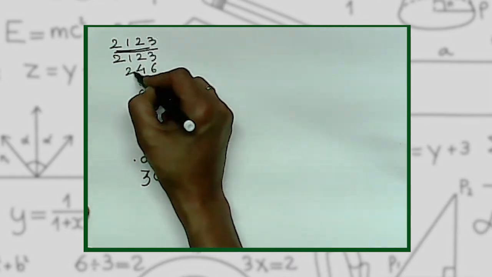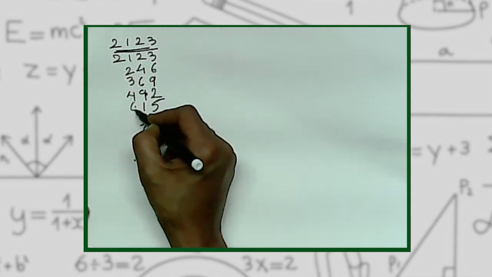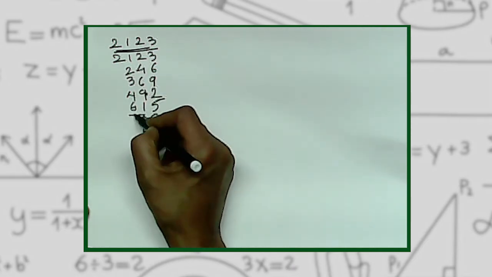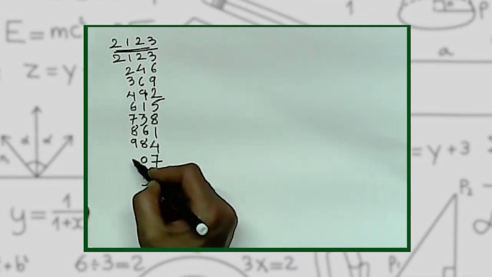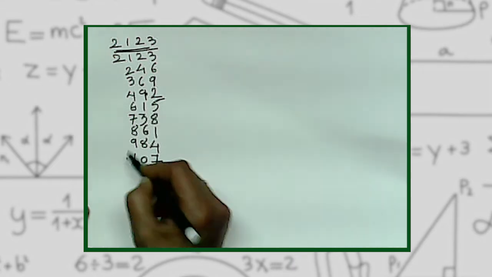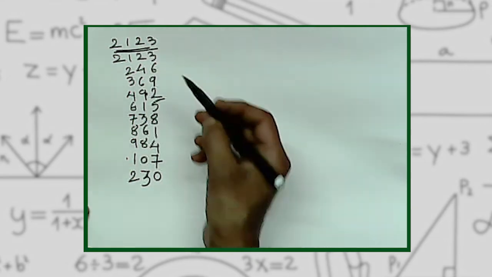1 plus 1, 2. 2 plus 1, 3. 3 plus 1, 4. 4 plus 1, 5. And this one, 6. 6 plus 1, 7. 7 plus 1, 8. Plus 1, 9. Plus 1, 10. And this 11. So point 1. 1 plus 1, 2. Cross checking. Now thousands place.